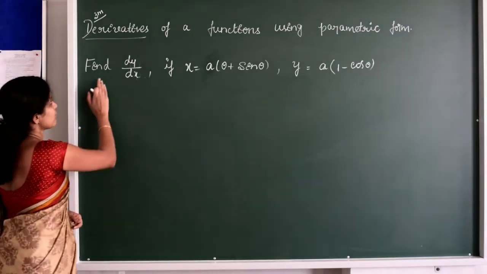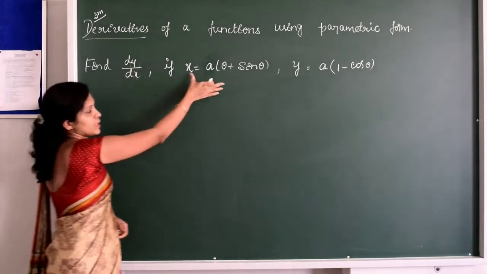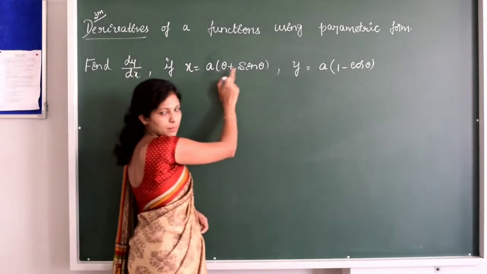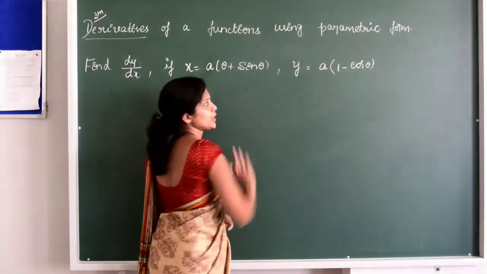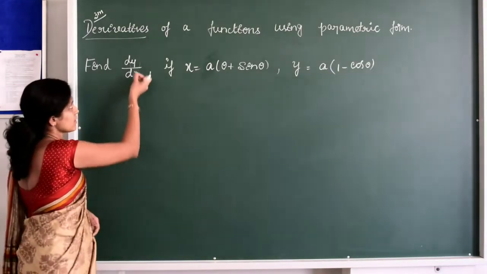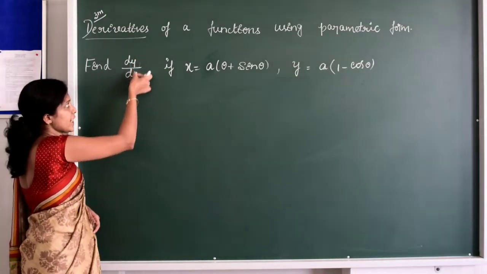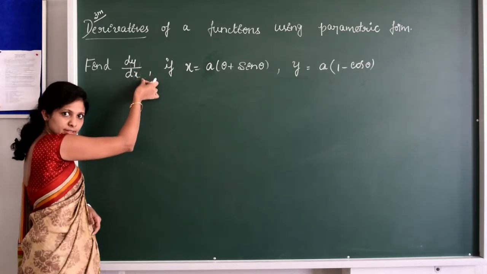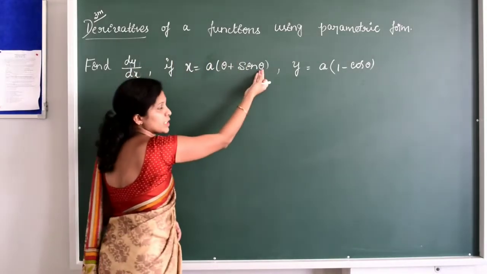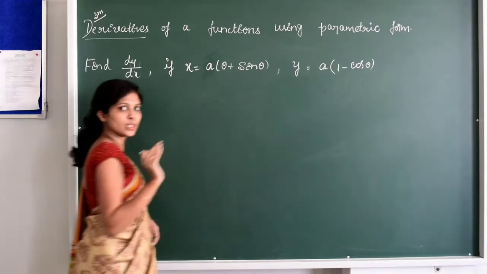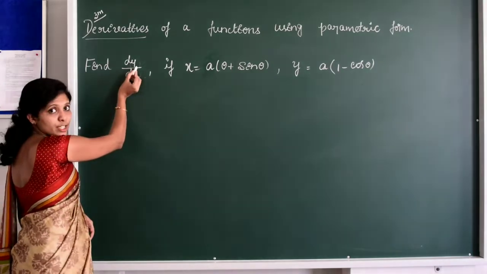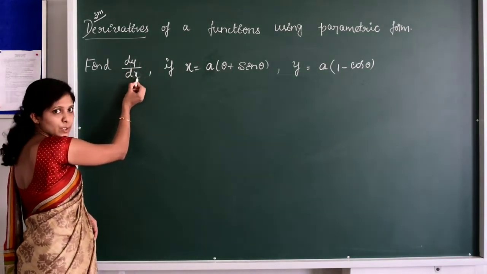So the next problem, find dy by dx if the value of x is given as a into theta plus sin theta, y is equal to a into 1 minus cos theta. Here you can observe this one, the variables y and x are there. You have to represent this y and x by using another variable, that is theta.